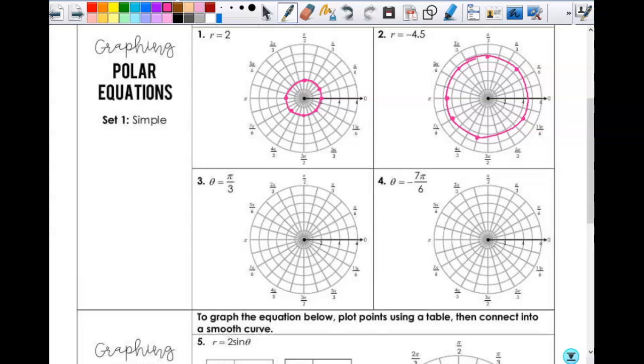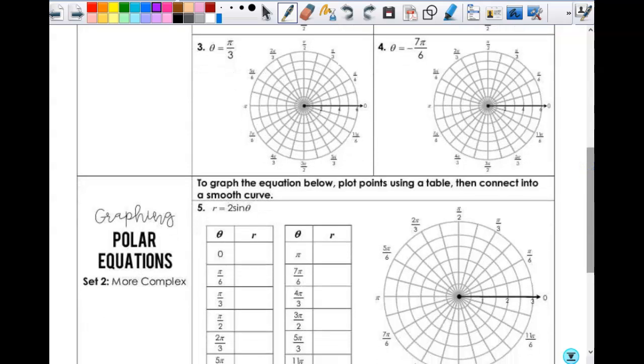All right. So now we move on to number 3, where theta equals pi thirds. Okay, so anytime, no matter what the radius is, the angle is pi thirds, right? So if I go to pi thirds, the radius could be 2, or the radius could be 4, or it could be a negative 4.